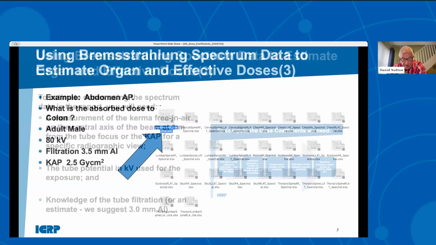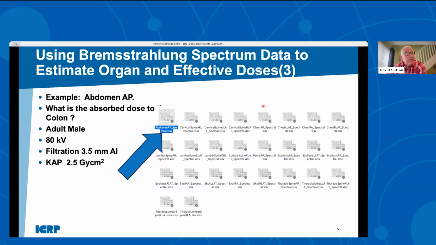So here's a specific example. The examination is an abdomen AP. We want to know what the absorbed dose to the colon is using the adult male phantom. The tube potential is 80 kV, the filtration is 3.5 millimeters of aluminium, and the kerma area product is 2.5 gray centimeters squared.